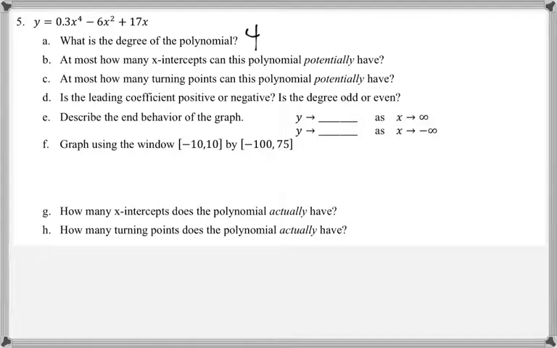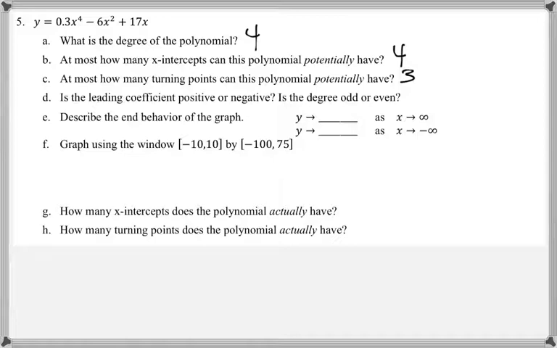At most, how many x-intercepts can this polynomial potentially have? That's just the same as the degree. So at most, 4 times will it intercept there. At most, how many turning points can the polynomial potentially have? That is always 1 less than the degree.